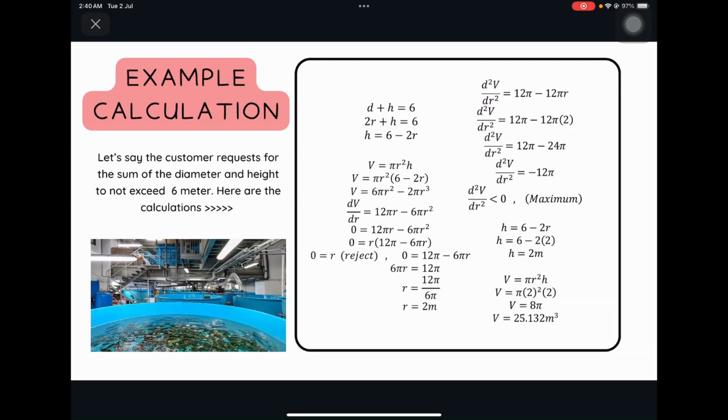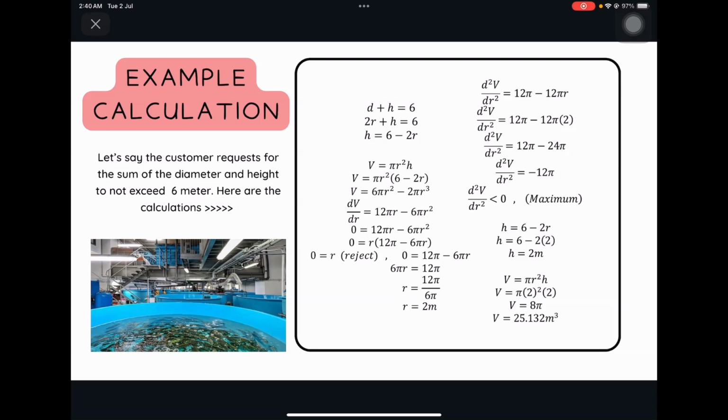We will then equate the first derivative to 0 and solve for r. We reject r = 0 because it's a dimension and it can't be 0. So our value of r will be 2 meters. Next, we will differentiate the first derivative equation and substitute the r value into the second derivative equation. We will then get a value of -12π.